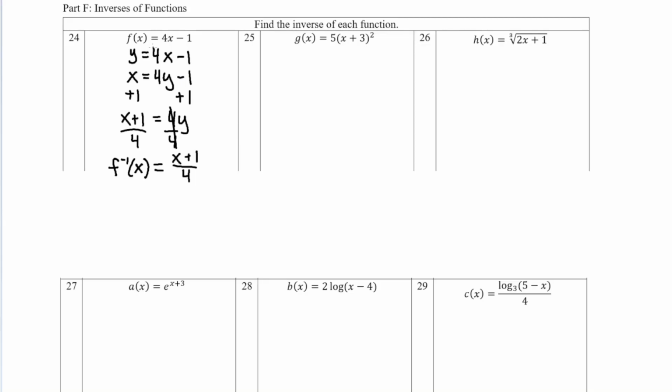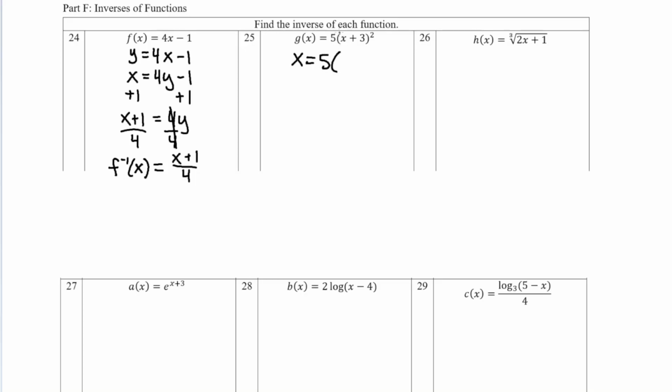So moving on to number 25. Let's go ahead and finish this thing up. Just to show you that, again, you can swap. You don't have to. By swap, I mean turn f, g, h, whatever into y. You can just leave it as g of x, and that's fine. However, just be a little careful with the notation.